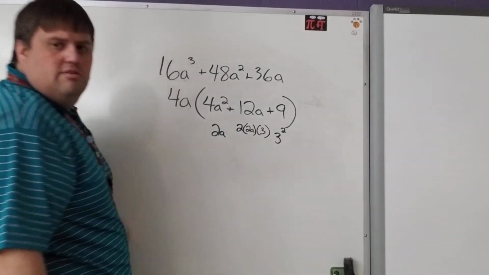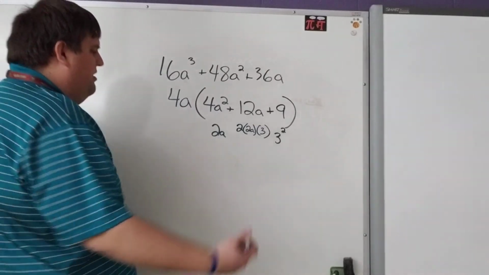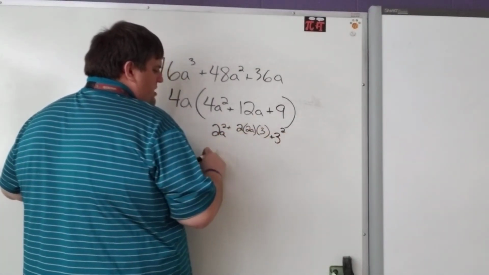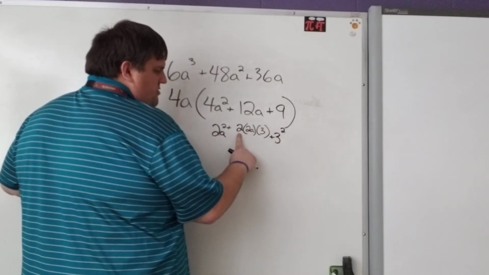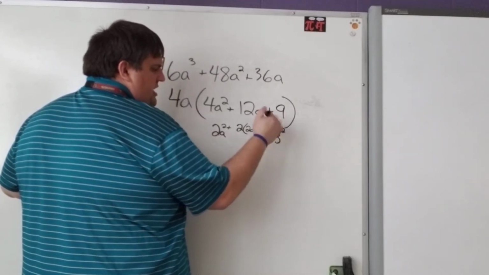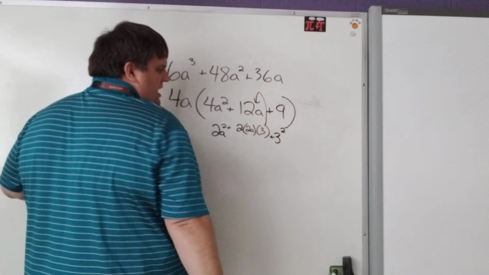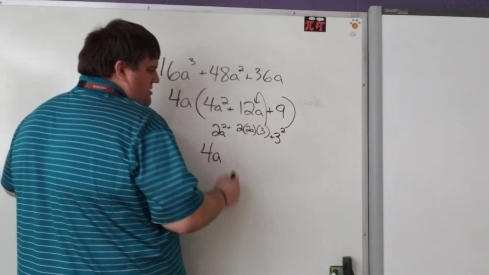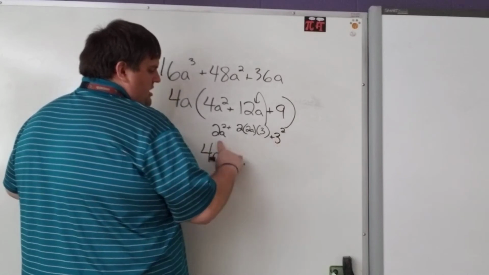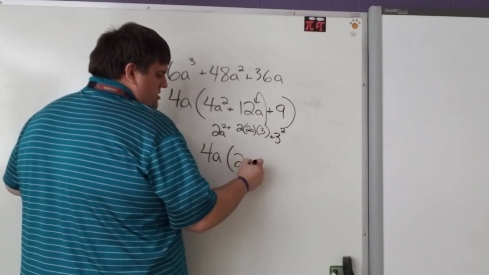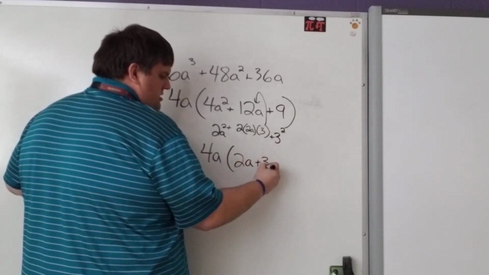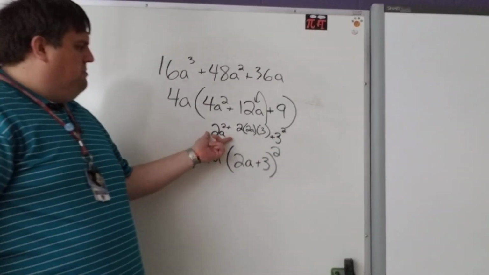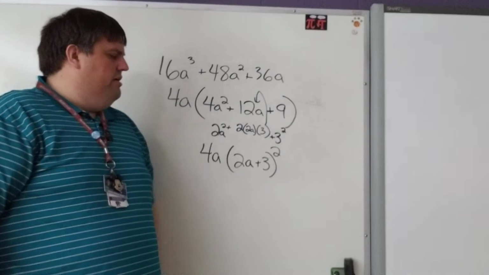I'm sorry I wrote that so small. I just realized that I'm literally recording this. I should probably be writing bigger, right? So 2 times 2a is 4a times 3 is 12a. So since that worked, we know that this inside part is just going to be 2a plus 3 squared. Take this part, square it.